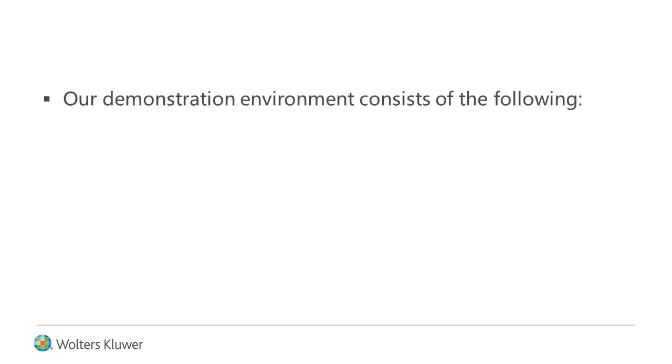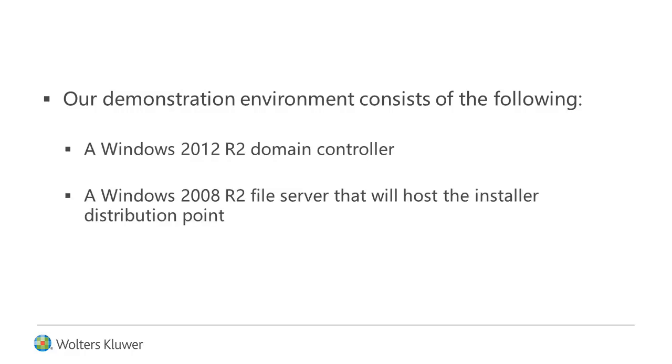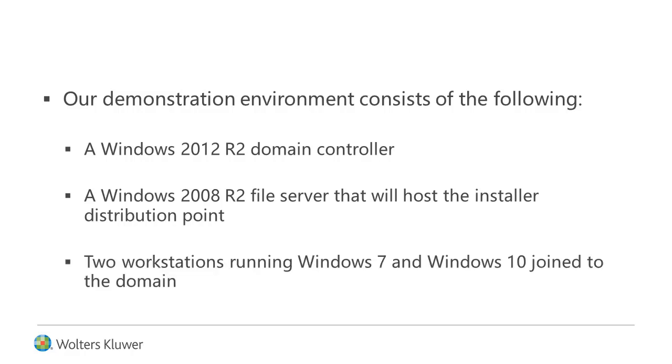Our demonstration environment consists of the following: a Windows 2012 R2 domain controller, a Windows 2008 R2 file server that will host the installer distribution point. Note that if you do not have a file server, you can use a share on the domain controller, and 2 workstations that are running Windows 7 and Windows 10 and that are joined to the domain.